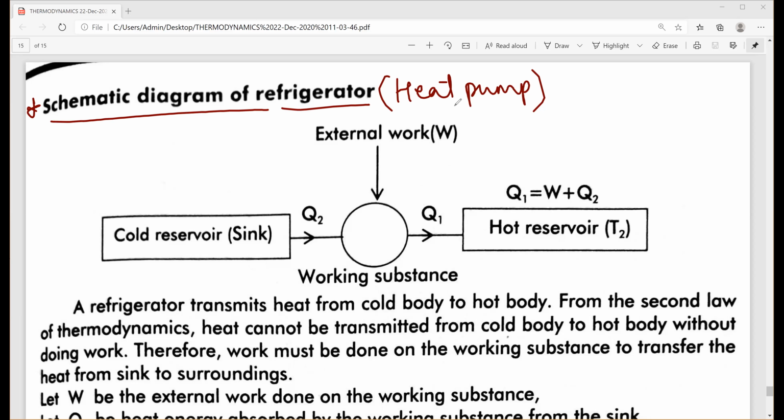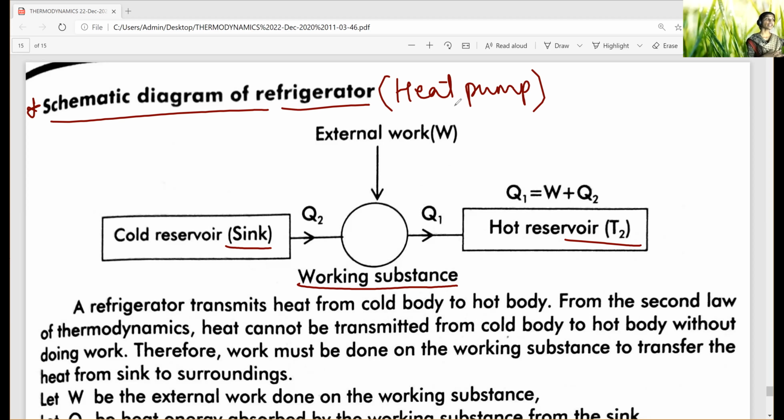It consists of a cold reservoir, nothing but the sink, a hot reservoir which is maintained at temperature T1, and a working substance. This diagram is also called a heat pump. So to explain the schematic diagram of a refrigerator, first you have to draw this diagram and explain it: it consists of a cold reservoir, working substance, and hot reservoir.